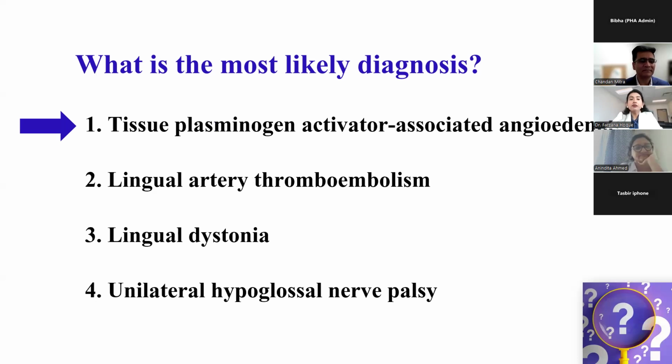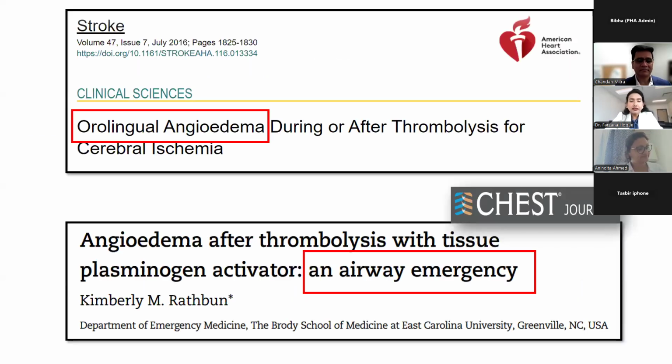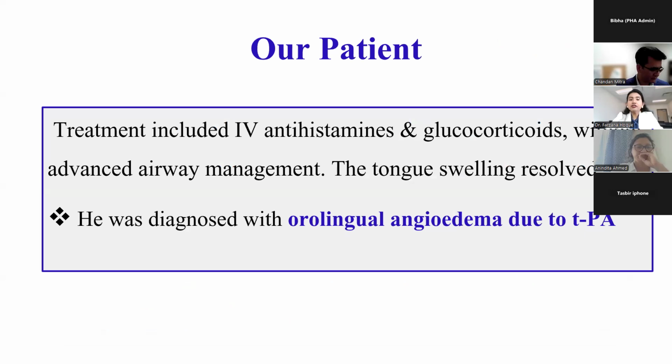So the correct answer is 1, tissue plasminogen activator associated angioedema. And let's see why that is. Orolingual angioedema during or after thrombolysis for cerebral ischemia has been well published. And as you can imagine, this is an airway emergency. Our patient got treatment with IV antihistamine and glucocorticoids and, fortunately, no airway management. His tongue swelling resolved within 24 hours. He was diagnosed with orolingual angioedema due to tissue plasminogen activator.